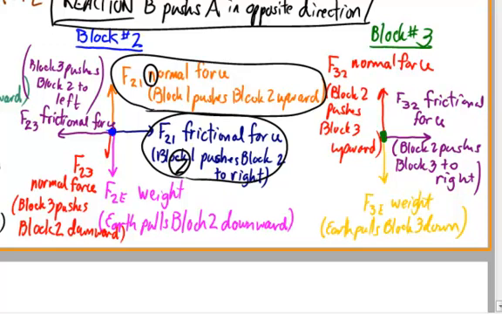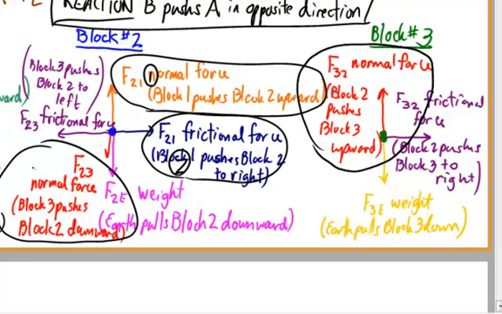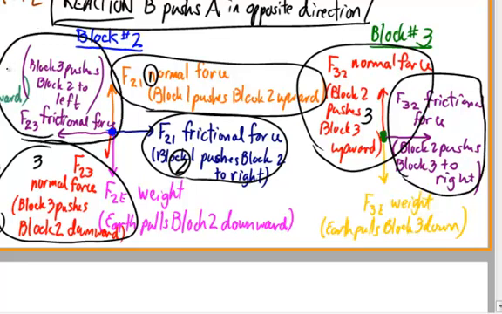Hopefully, you found two action and reaction pairs between block number 3 and block number 2. There's the normal force. Block number 2 feels block number 3 push it downward, and block number 3 feels block number 2 pushing it upward. So there's action and reaction pair number 3. And finally, there's the frictional force. Block number 3 feels pushed by block number 2 to the right, and block number 2 feels pushed by block number 3 to the left. There's your fourth action and reaction pair.